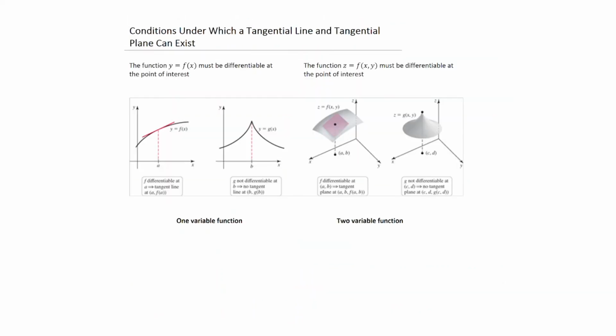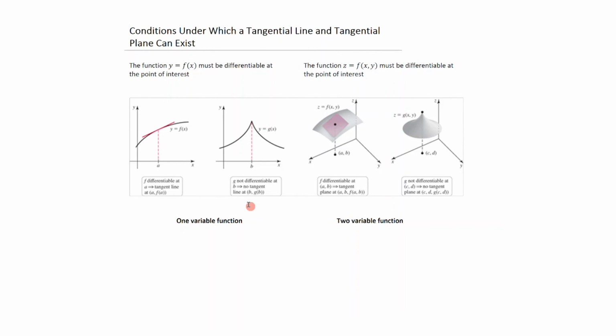All right, so just a little bit more in terms of conditions under which a tangential line and tangential plane can exist. We've discussed this when we discussed differentiability, so we'll just revisit the subject. Let's look at the one variable function case and then the two variable function case. In this case, the function y equals f of x must be differentiable at the point of interest if we're going to have a tangential line. The example that you see here is clearly a smooth curve, and so a tangential line exists. In contrast here, you can see there's a cusp at the top point, which means the slope of the curve changes abruptly at the cusp, which means at that point the function is not differentiable.